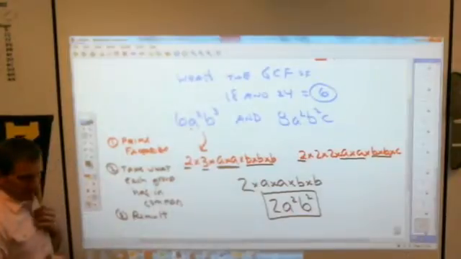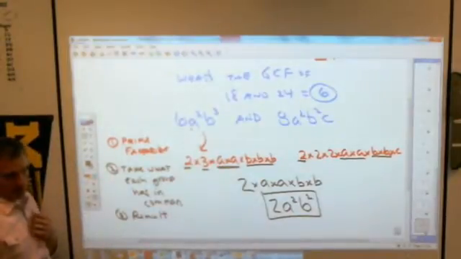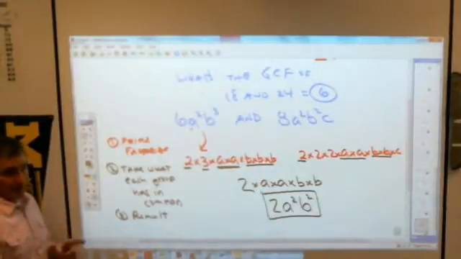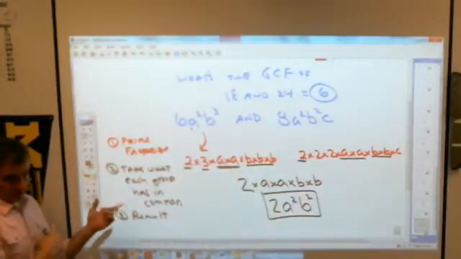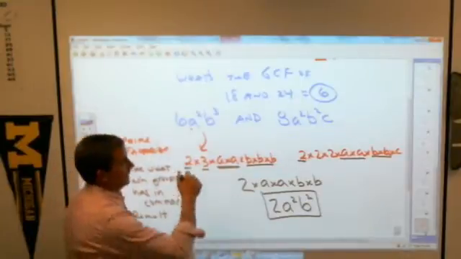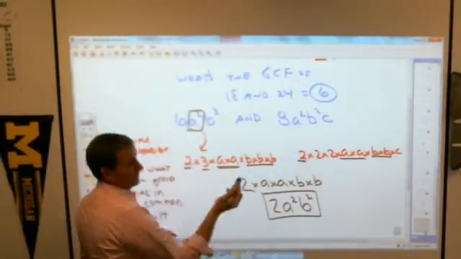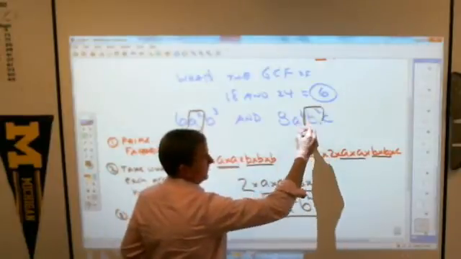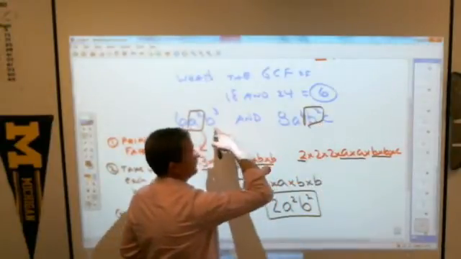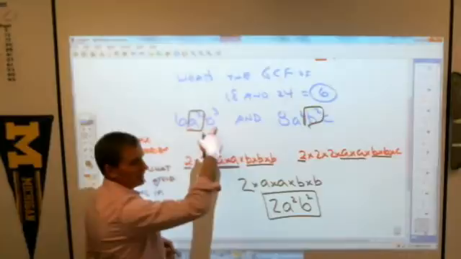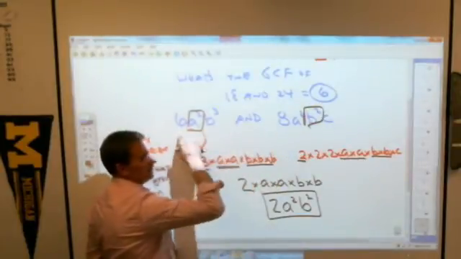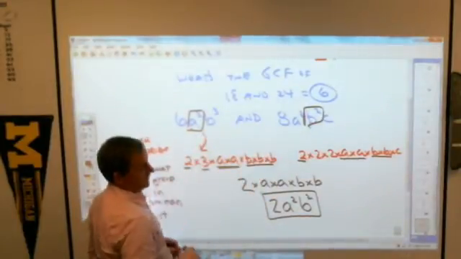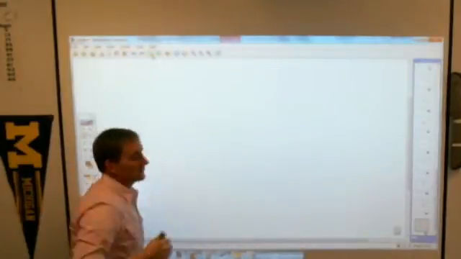Another way to think about it is, when it comes to letters, you take the group that has the fewest of the letters. They both had a squared, so that's the fewest. This had b cubed, but this had b squared, so that's the fewest they have. This one didn't have a c, so you take none. And then you just do the greatest common factor of 6 and 8. Let's look at another one.